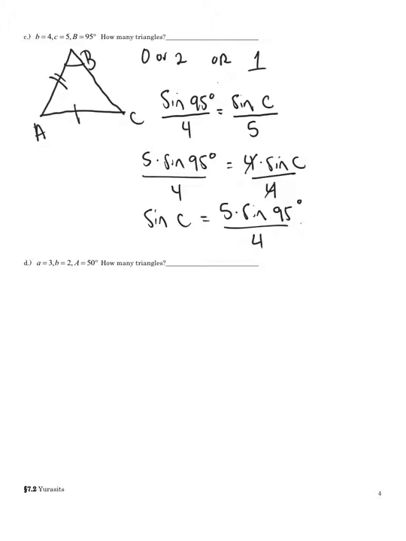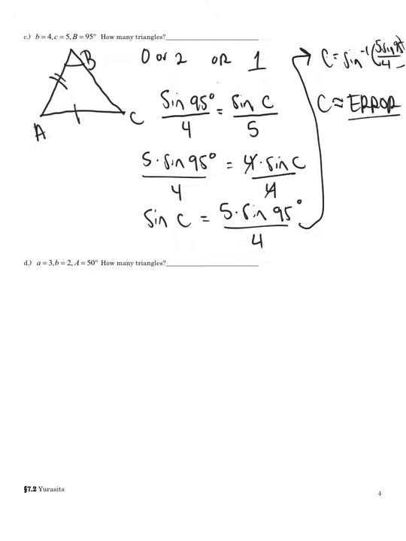Remember, when we want to find an angle, we have to do the inverse. So that's why C will equal the inverse sine of this beautiful ratio. So when you do that in your calculator, it becomes an error. So what that tells you is there's 0 triangles. So you don't have to solve, even though we kind of had to do partly.